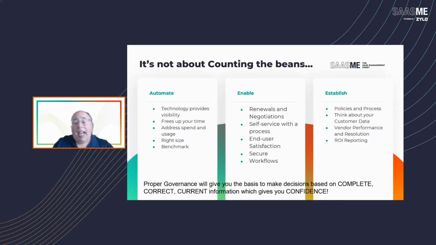And lastly, and I had to put this in here, proper governance will give you the basis to make decisions based on complete, correct, current information, which should give you confidence. And I call that the 4 C's associated with proper governance.